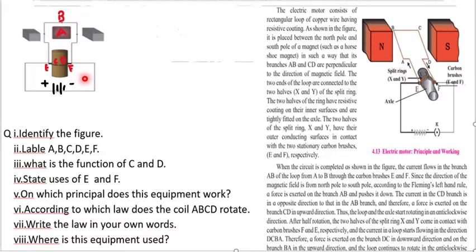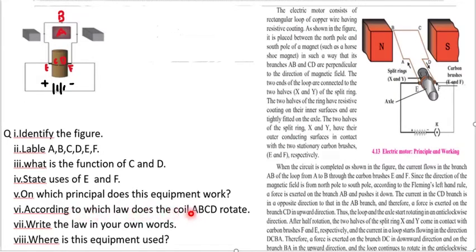As we know, E and F are the carbon brushes. The carbon brushes are used to press the split ring on the axle. On which principle does this equipment work? Friends, when a current carrying conductor is placed in a magnetic field, it experiences a force.